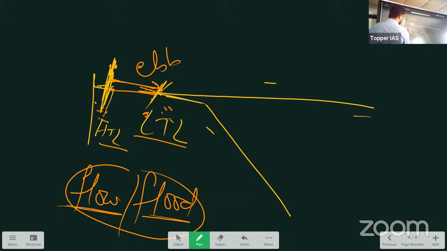And this region is called the intertidal zone. What is this called? Intertidal zone. This is the place where our mangroves are located. Sundarban forest and all, deltas and all of them are located here. Intertidal zone.